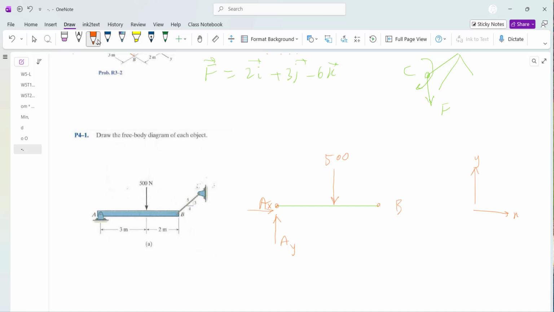Later on, when we impose the condition of equilibrium and solve, if these assumptions are not proper, you find a negative number, and that reminds you of changing your assumption or amending the direction of the force.